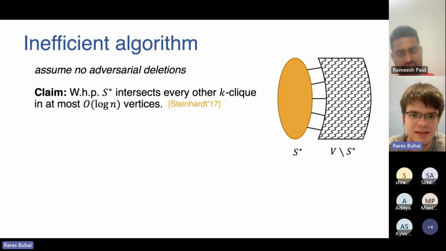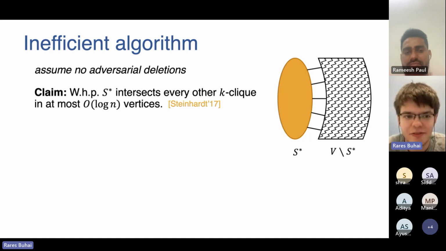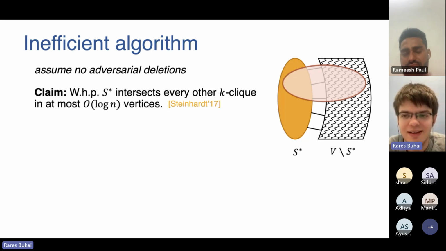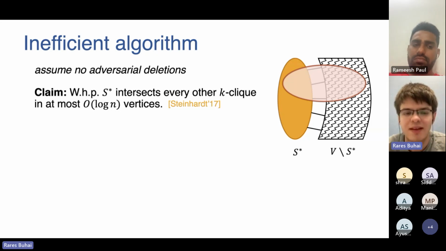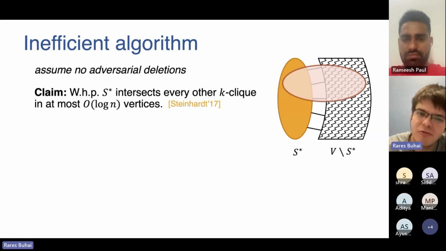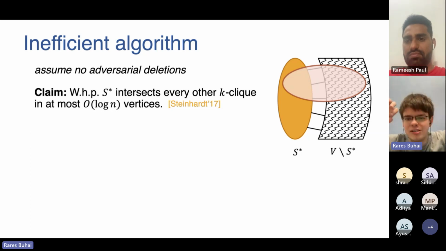So the main claim that helps us get to something is the following, observed by Steinhardt, that with high probability, S star intersects every other k clique in the graph in at most log n vertices. So if this red blob, for example, is another k clique, the portion of it that lies in S star needs to have size at most log n. And intuitively, this should hold because we are assuming that all the edges between S star and V minus S star are random. But if you have a big clique that crosses between the two sides, it means that there are really a lot of highly structured connections between the two sides. And we can show that in a random graph, basically, this cannot happen too much. And we will actually prove this claim on the next slide.